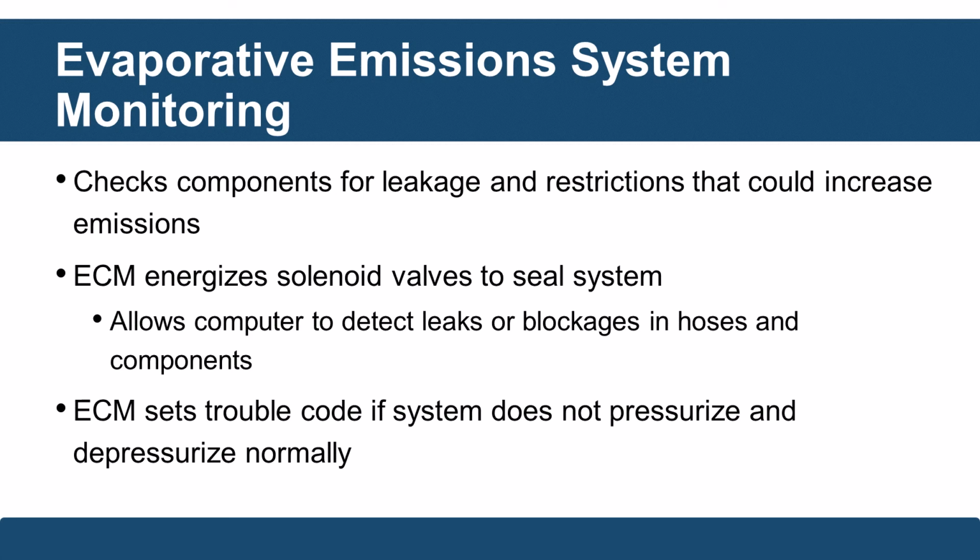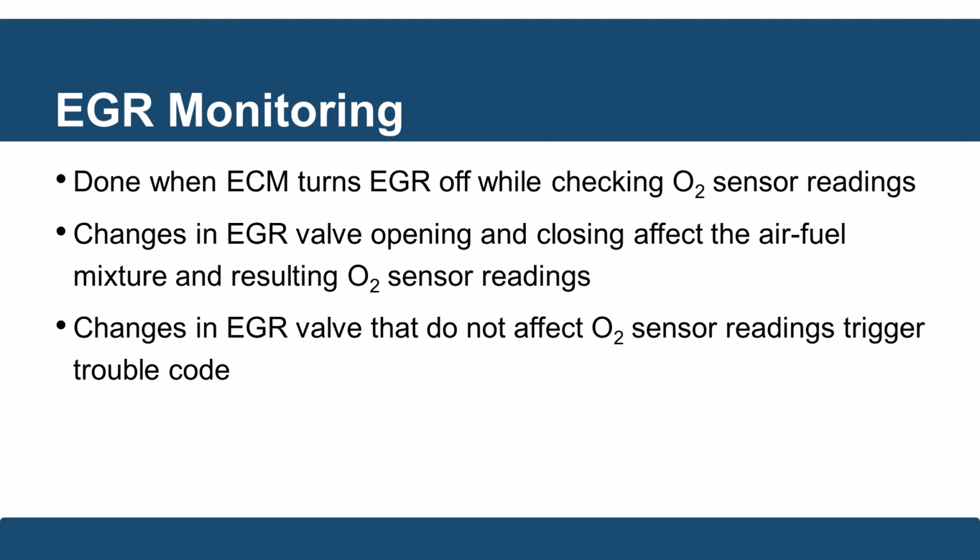The ECM, if it detects a trouble code, does not pressurize and depressurize normally. Now, EGR monitors itself as well, and that's done with the ECM, and that turns the EGR off while checking to see if the O2 sensors react. Changes in EGR valve opening and closing affect the air-fuel mixture, and therefore the O2 sensor readings will change. Changes in EGR valve that do not affect the O2 sensor trigger a trouble code and indicate to the technician that there's something wrong in the EGR system.